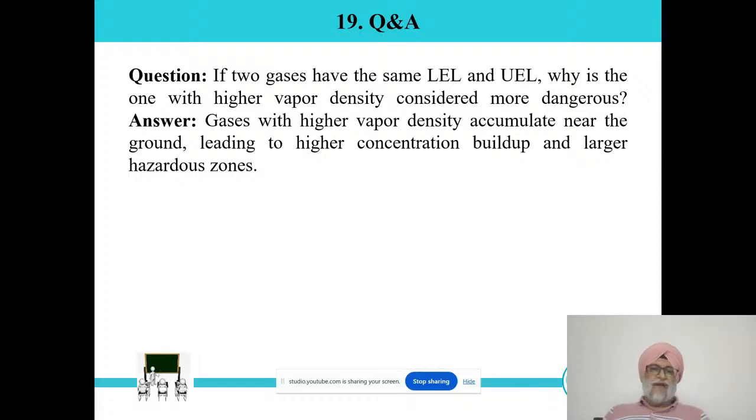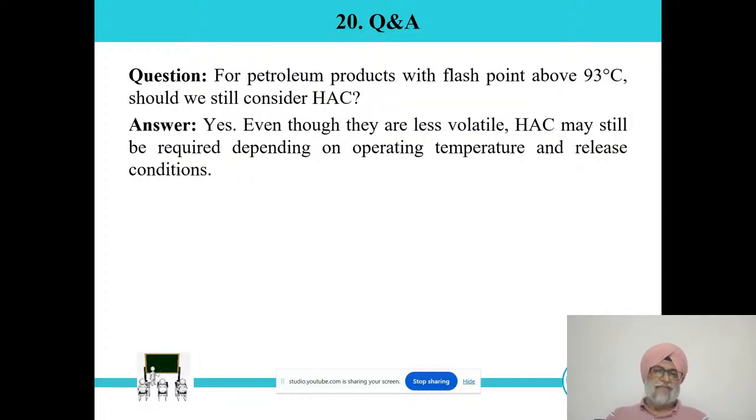So question number 19, if two gases have the same LEL and UEL, why is the one with higher vapor density considered more dangerous? A good question. Gases with higher vapor density accumulate near the ground. So if the gas is heavier, then it will accumulate on the ground, leading to higher concentration buildup and a larger hazardous zone. With heavy gases accumulating on the ground, concentration buildup is more and the hazardous area distance or hazardous radius will be higher. So that is why it is considered more dangerous.